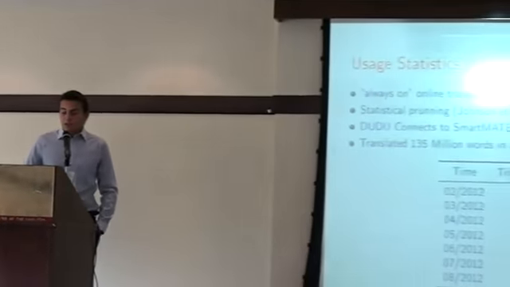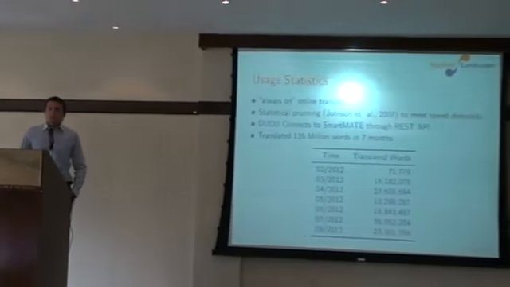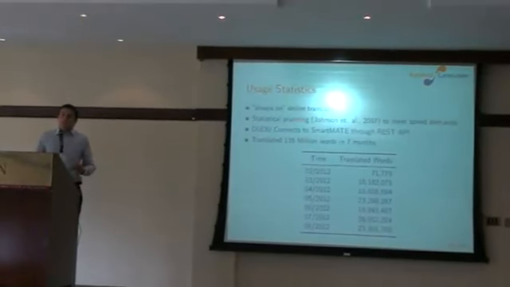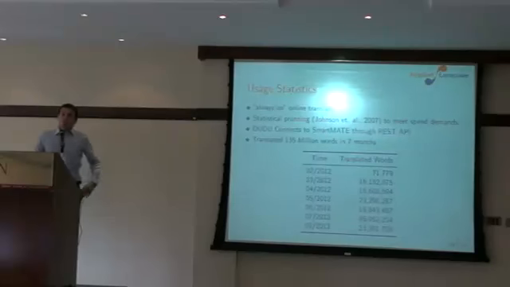So some statistics about the volume that we are translating for them. This is always online translation, so it has some speed requirements. To be able to meet these speed demands, we statistically prune the engines so that they are of a smaller size, but they have very little degradation of translation quality, but speed is greatly improved. Dudu connects with SmartMate through our REST-based API, and in the last 7 months, they have translated 135 million words. And this includes the first month where we were just ramping up.